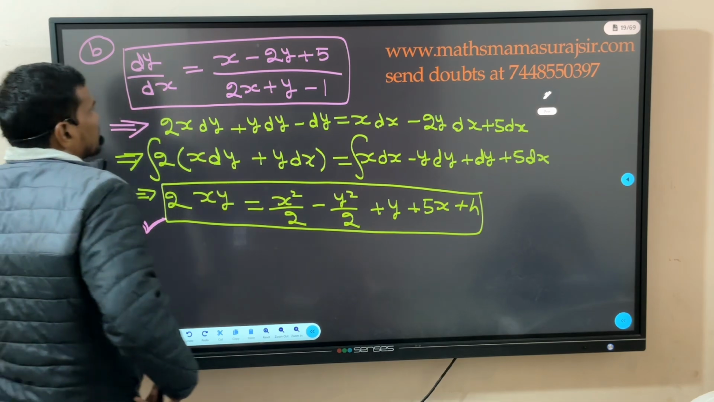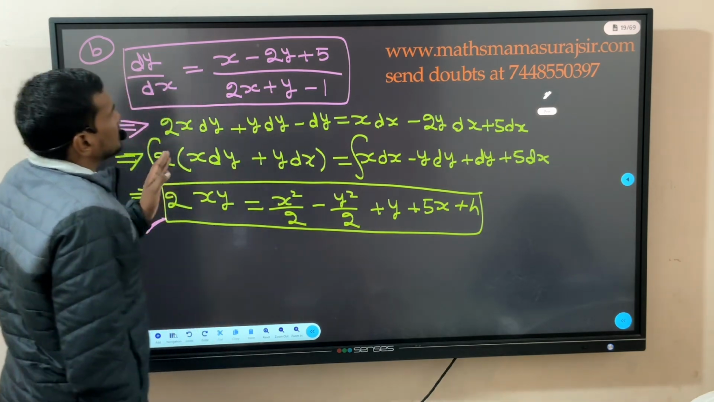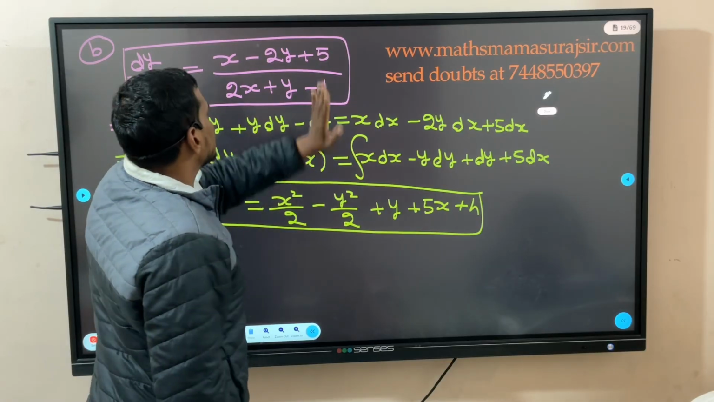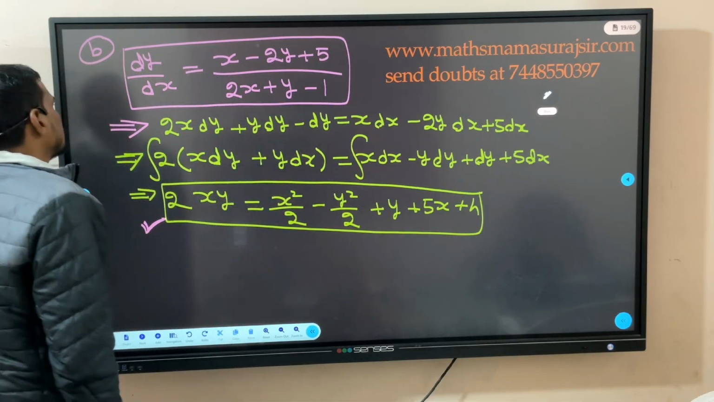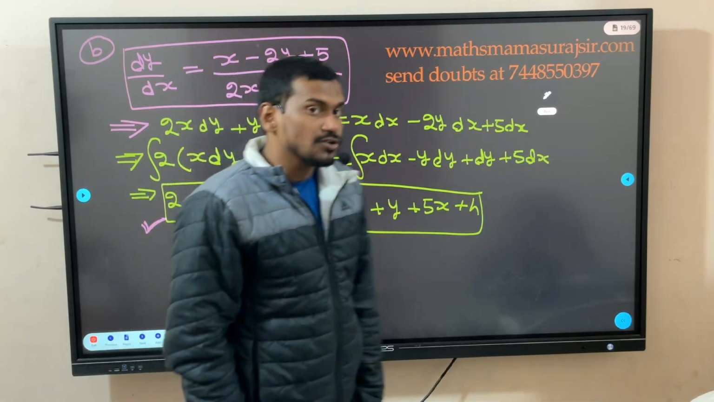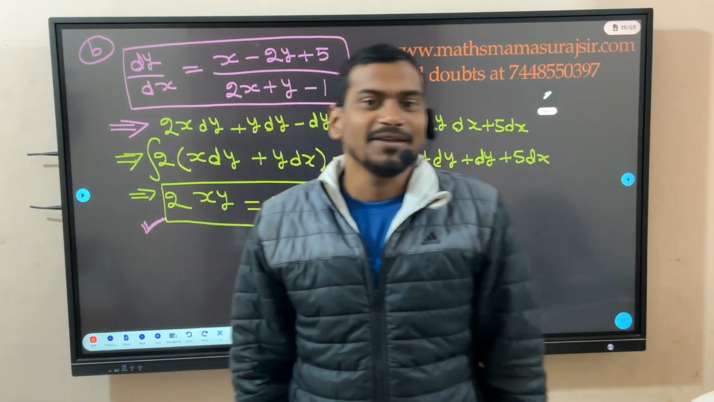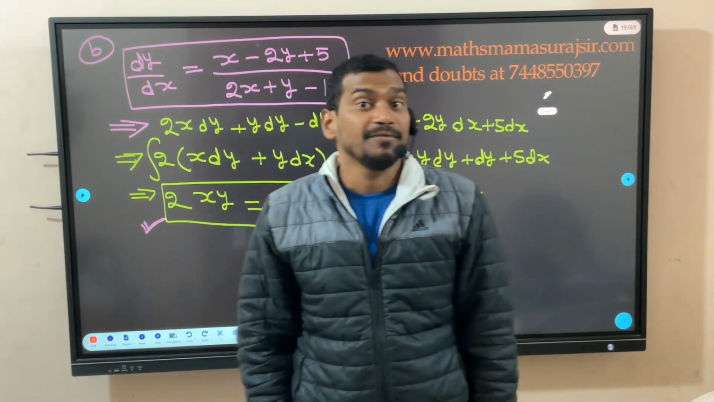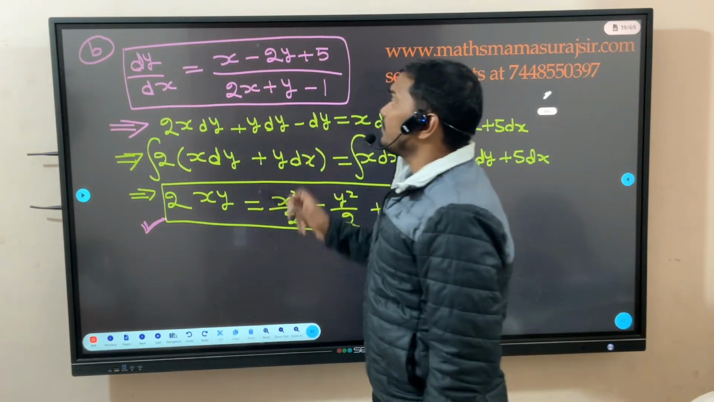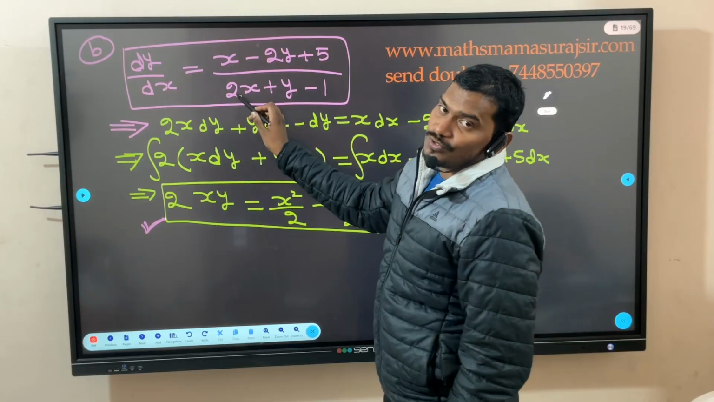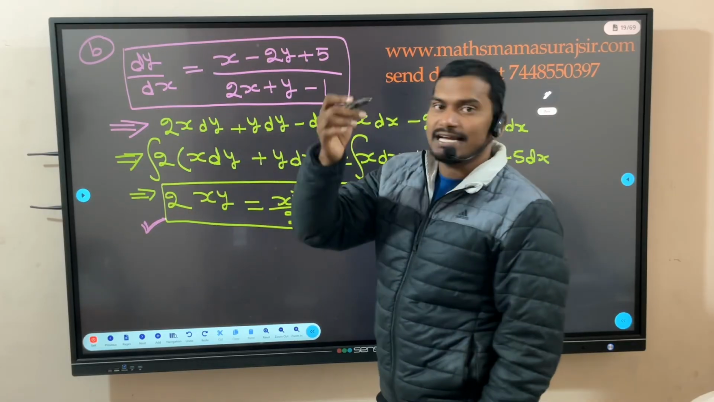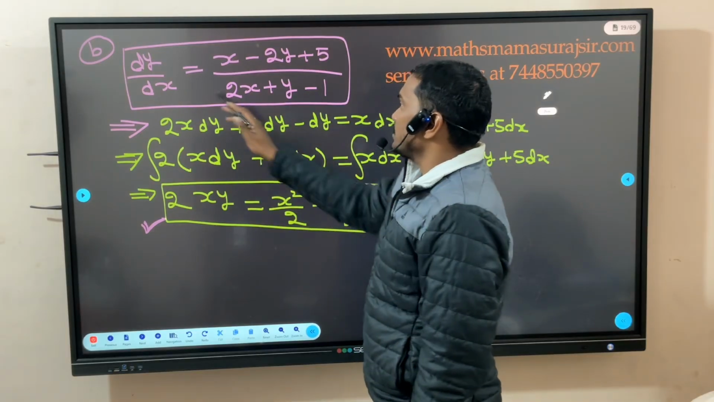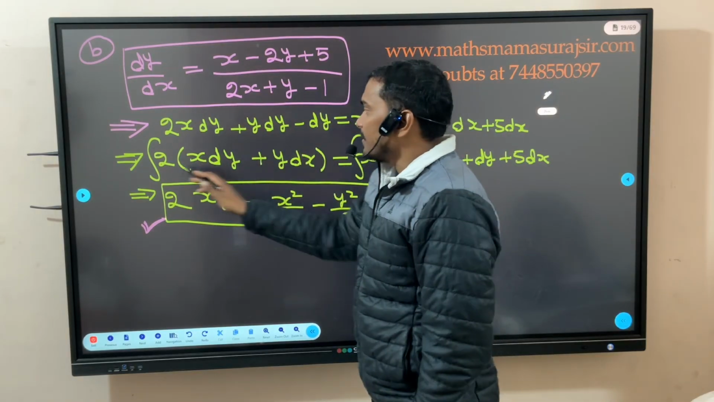Here is the second question, beta. dy by dx is (x minus 2y plus 5) upon (2x plus y minus 1), and this you have to simplify. I will not say this is a question of reducible to homogeneous, because we have already studied in variable separable that if b1 plus a2 is 0, just cross multiply and do exact differential. So same procedure: cross multiply and then simplify.